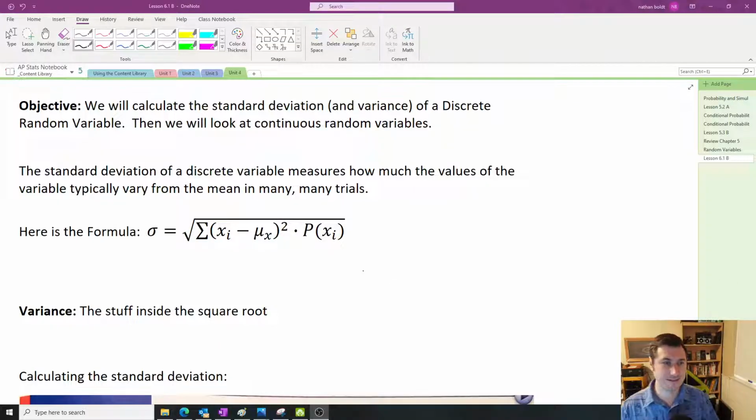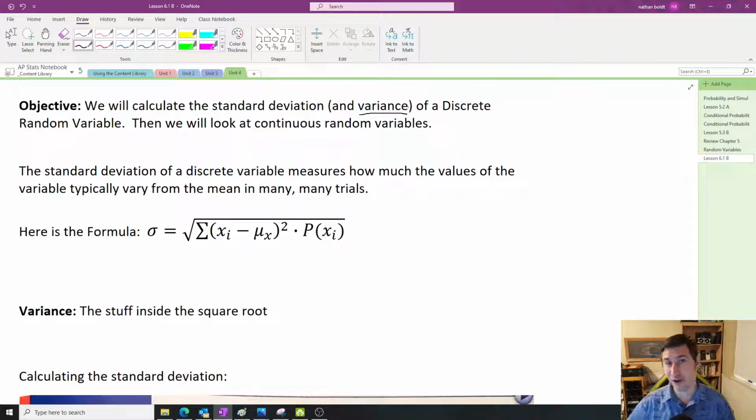Hello AP Statistics students. In this video, we're going to be calculating the standard deviation of a discrete random variable. Now, in our calculation for the standard deviation, we are also going to be looking at something called the variance. Don't worry, that is simply an intermediate step to finding the standard deviation. If you remember, the standard deviation's got a decently long calculation, but it's similar but not as bad as it used to be for a discrete random variable.